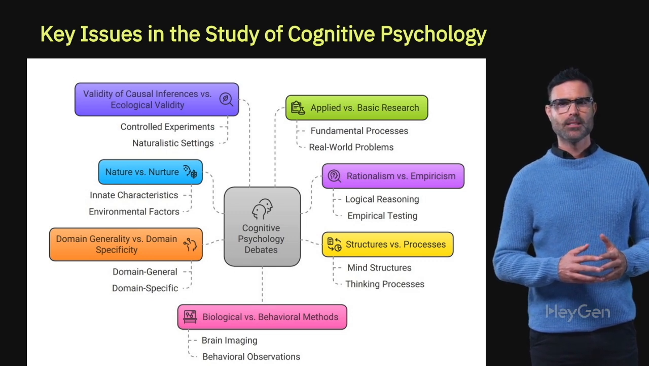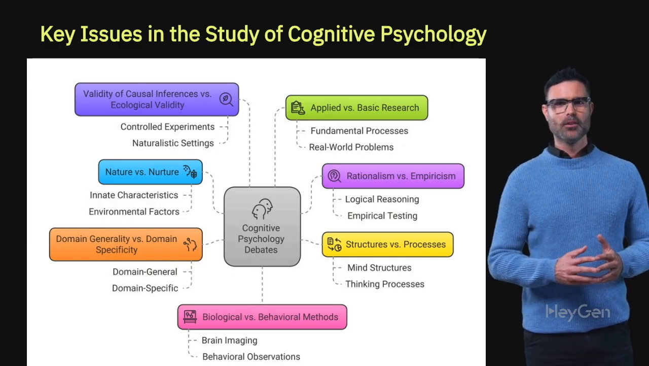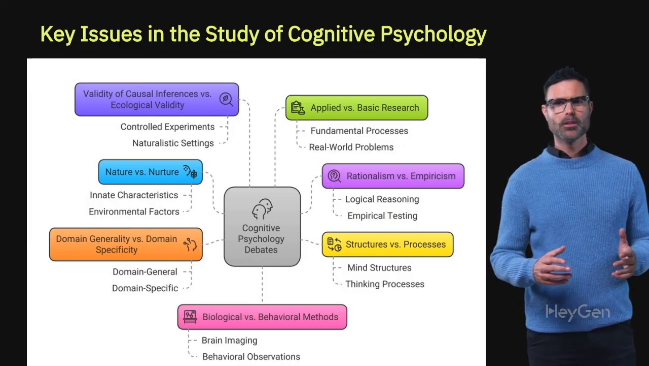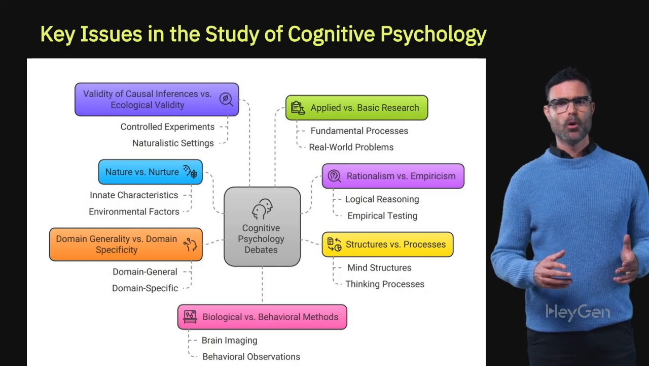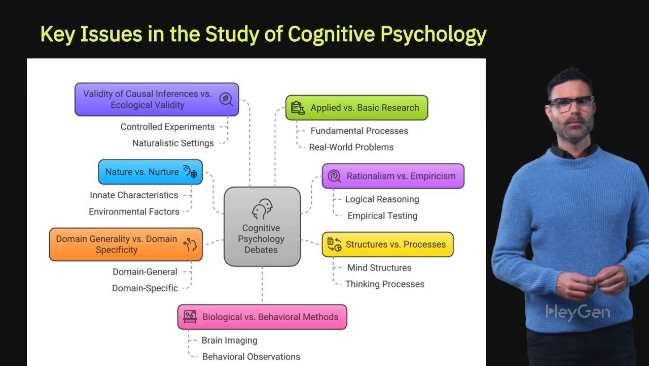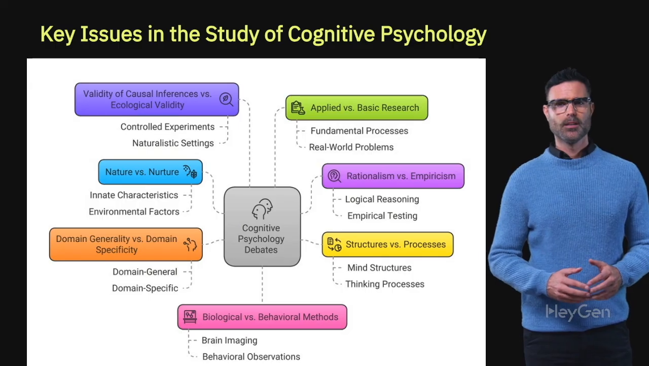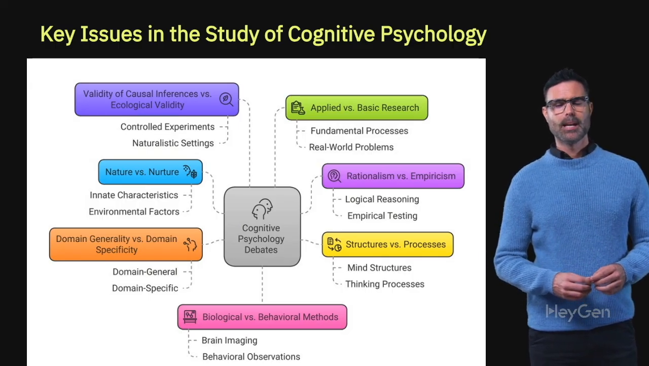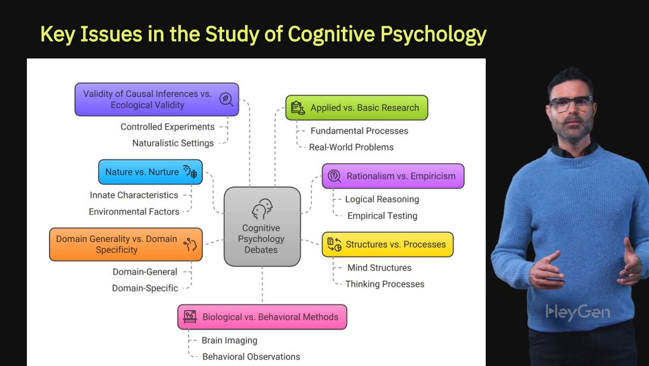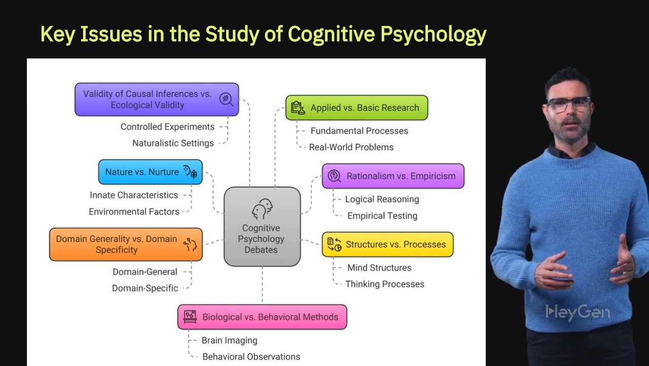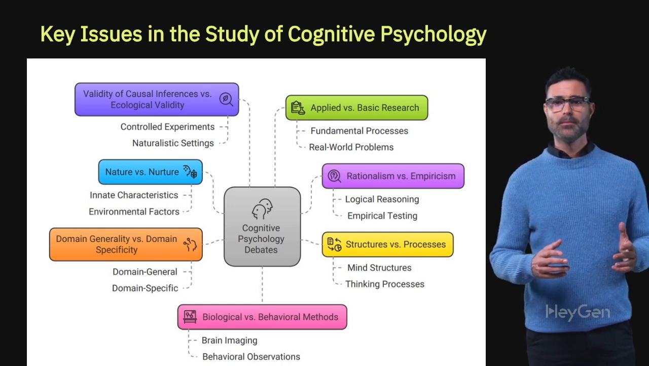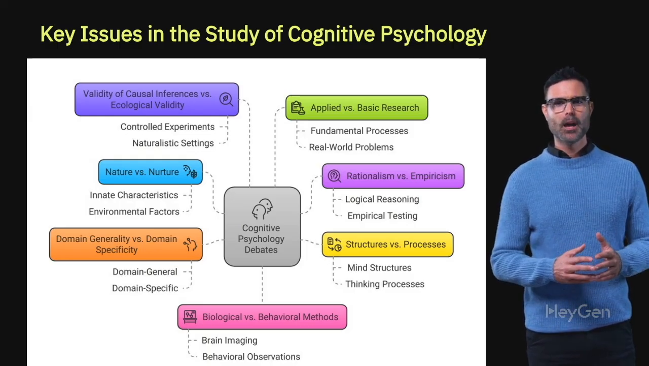Structures versus processes. Should the emphasis be on studying the structures of the mind, its contents, attributes, and products? Or should the focus be on the processes involved in human thinking, such as how we reason, problem solve, and make decisions? Domain generality versus domain specificity. Are cognitive processes domain general, meaning they operate across many different areas? Or are they domain specific, meaning the processes observed in one area may not necessarily apply to others? This question explores how broad or specialized cognitive mechanisms really are.